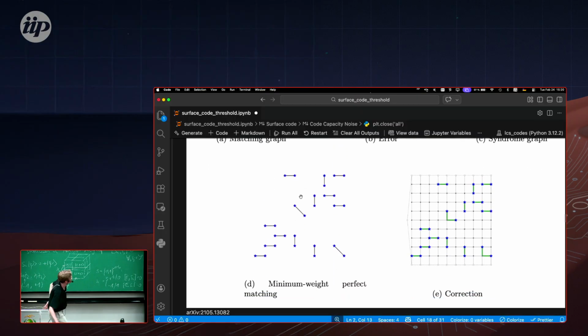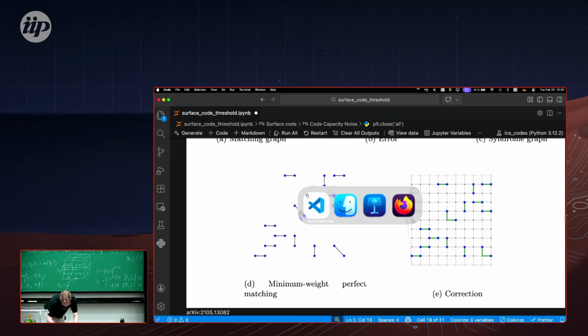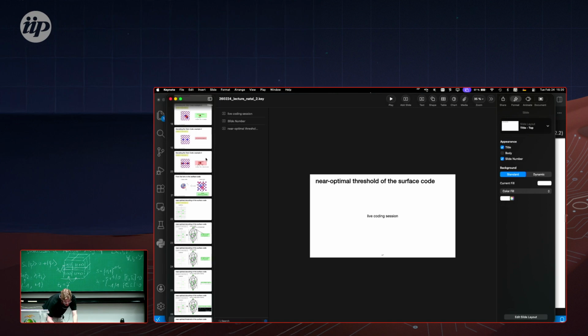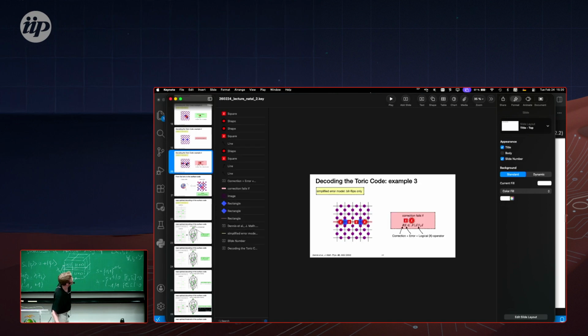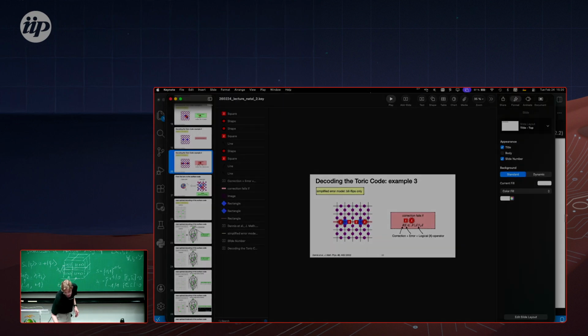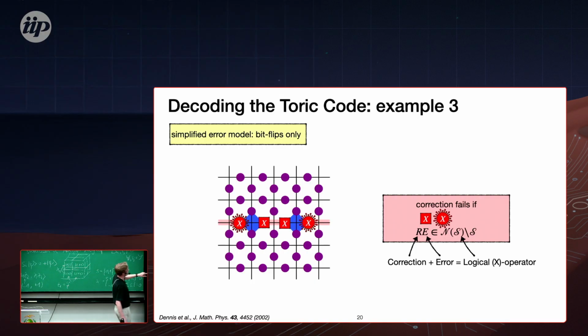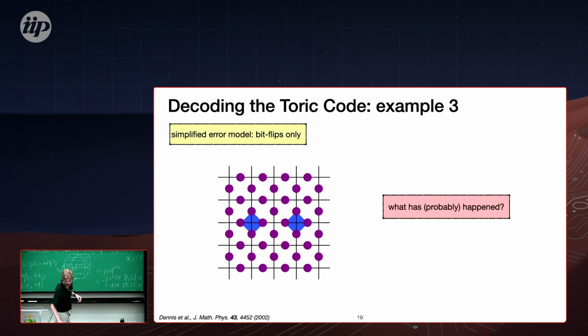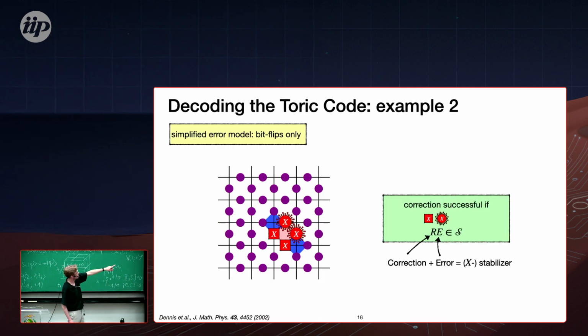After each decoding, when I have this correction, I can check on my computer and compare the correction to the actual error that has happened. And I can check whether the correction plus the error is a logical operator, or whether the correction plus the error is a stabilizer, or even identity.